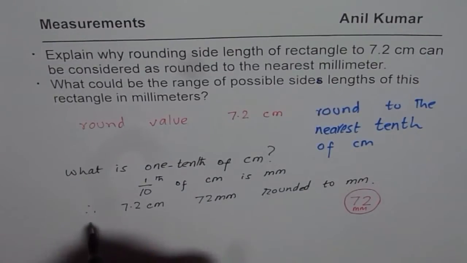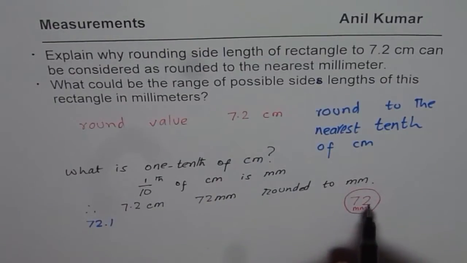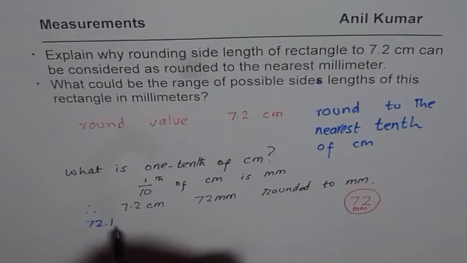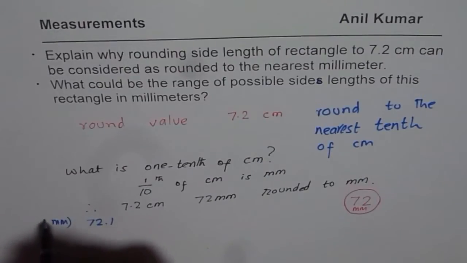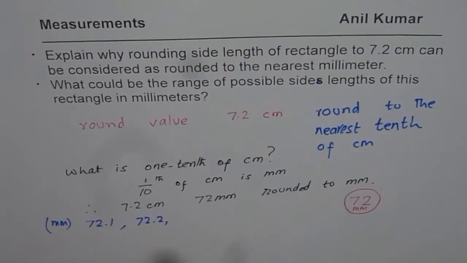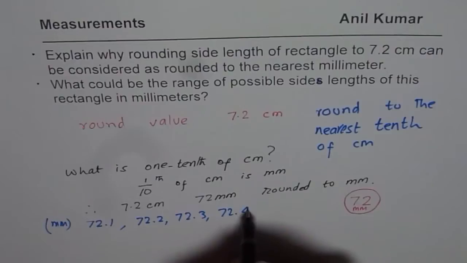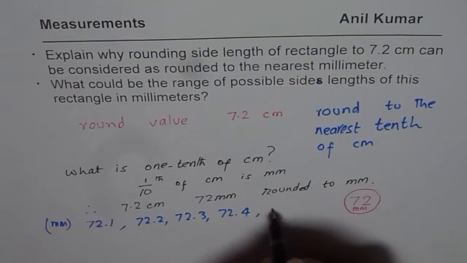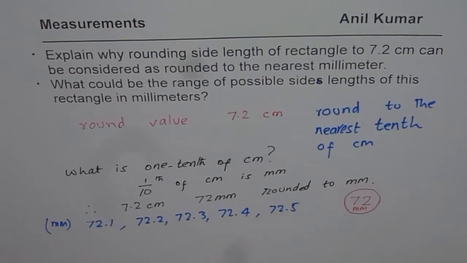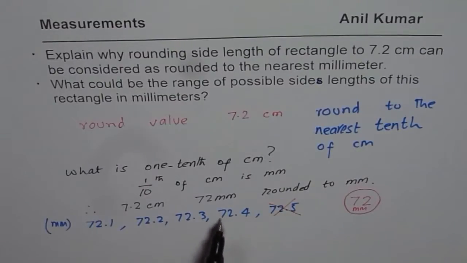So if I have, let us say, 72.1, it rounds to 72, right? I'm talking about units in millimeters now. If I have 72.2, it also rounds to this. 72.3 and 72.4 also round to 72, and 72.5, no. That becomes 73, you get the idea. So the maximum is 72.4, which could round to 72 millimeters.